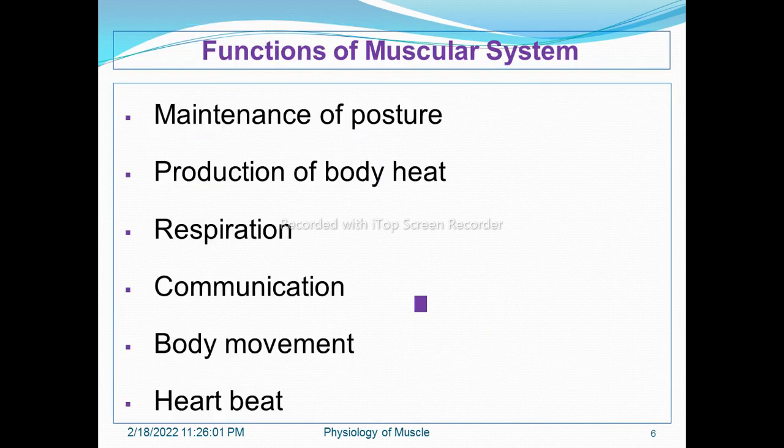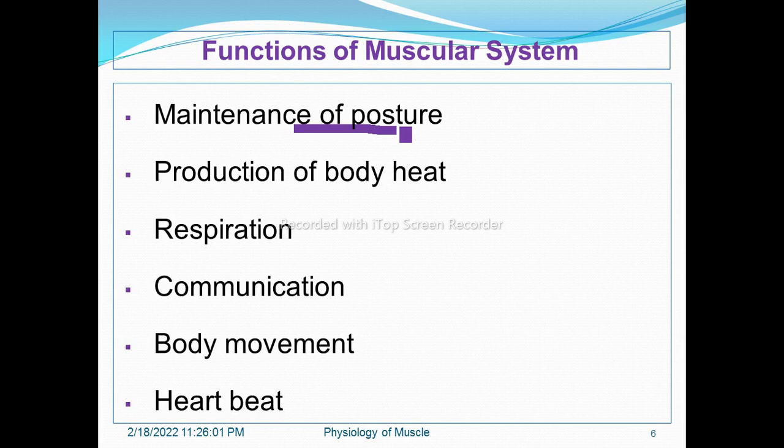Function of the muscular system. The first function of the muscular system is maintenance of posture. Muscle contractions constantly allow us to remain upright, to stand erect, to hold good positions and structure, and to maintain balance between the left and right sides of our body.